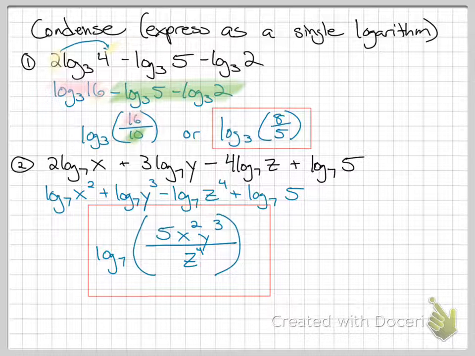Okay, exponents first. A single logarithm. Positive ones stay on the top. 5 is positive, the x squared is positive, and the y cubed is positive. They all get multiplied together, but numbers and variables, you just write them next to each other. And then z to the 4th ends up on the bottom because it was subtraction.